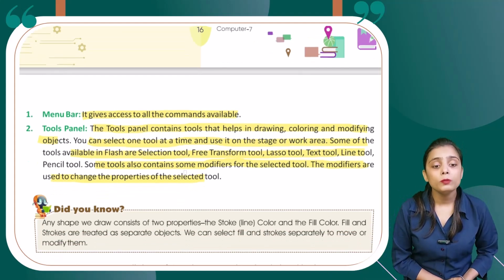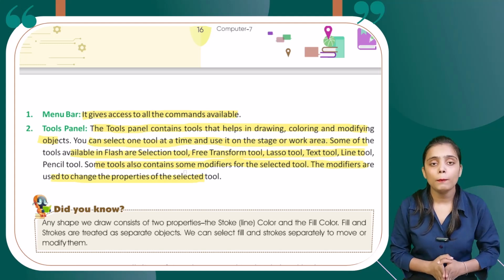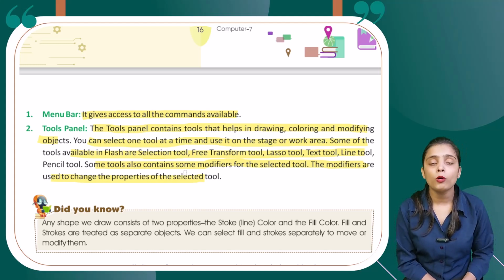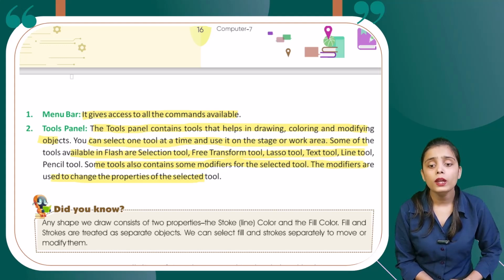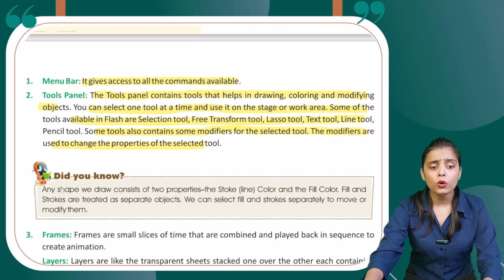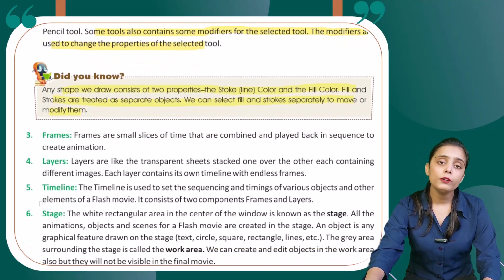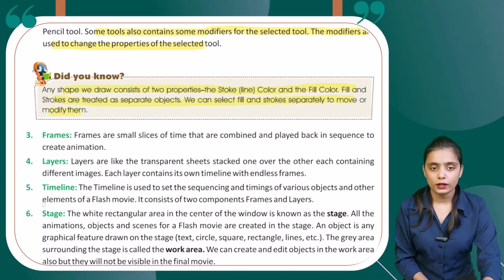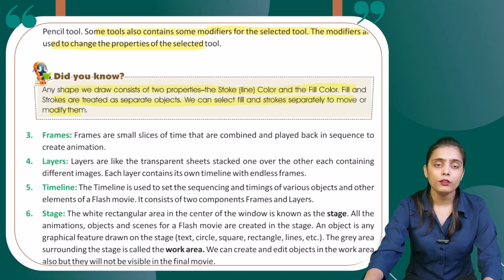अब स्टूडेंट्स टूल पैनल क्या है? टूल पैनल आपका मोस्ट इंपॉर्टेंट एरिया है जहां पे आपको आपके सारे टूल्स मिलेंगे टू परफॉर्म डिफरेंट टास्क. ओके, सो हियर did you know any shape we draw consists of two properties: the stroke line color and the fill color. Fill and stroke are treated as separate objects. We can select fill and stroke separately to move or modify them. So you will explore it when you do the practical. Okay, so you will be able to understand it very well.